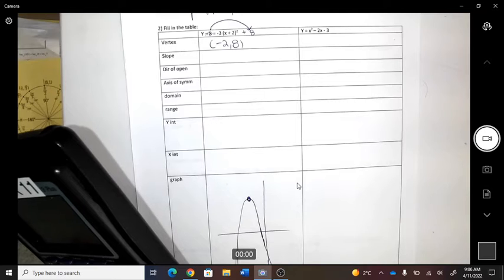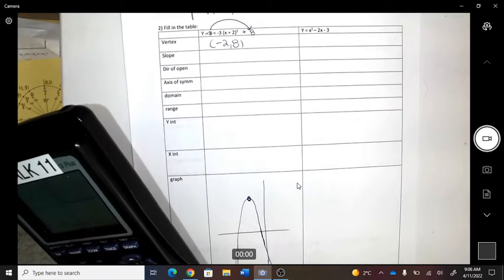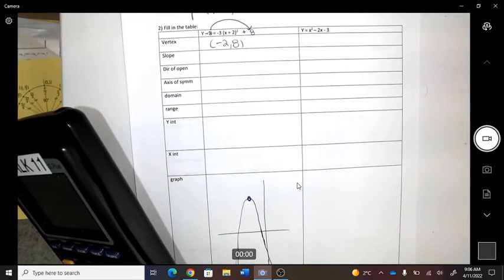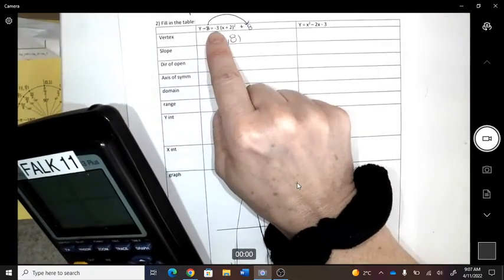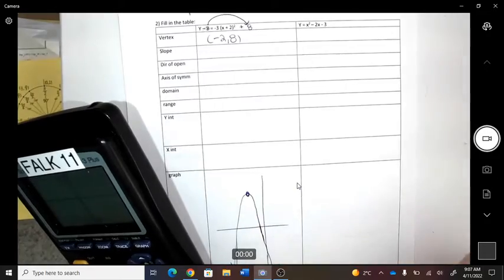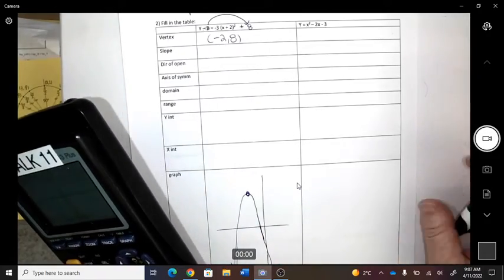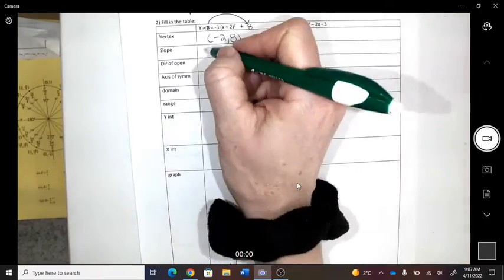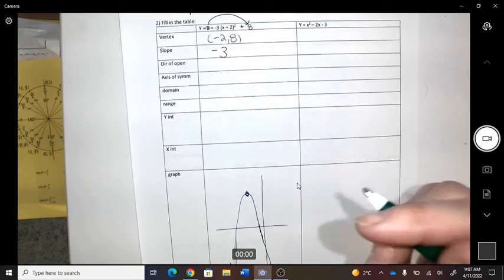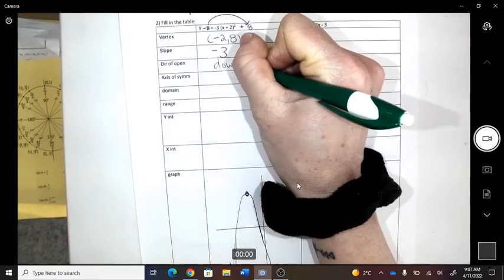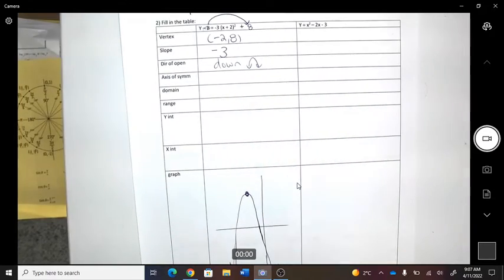Okay, what is the slope? So what is the multiplier of this whole equation? Which number? The -3, the 2, or the 8? Which one looks like a multiplier? That should be the -3. So that's the slope. So which direction does it open? Because the slope is negative, it will open down, and we already saw that because we had our calculator.